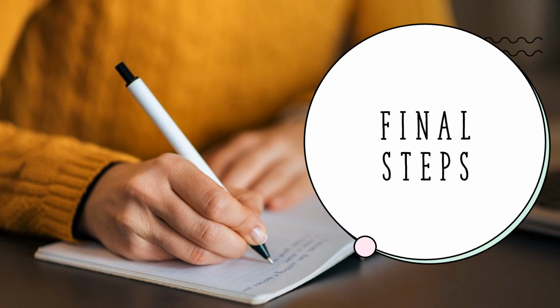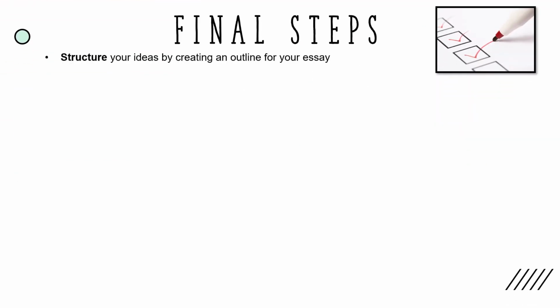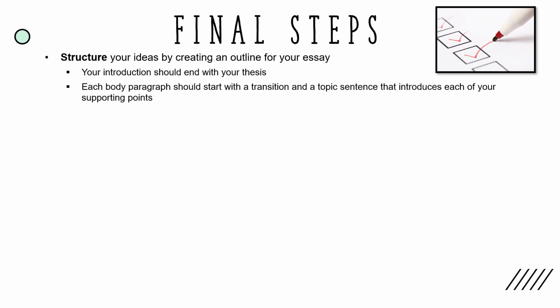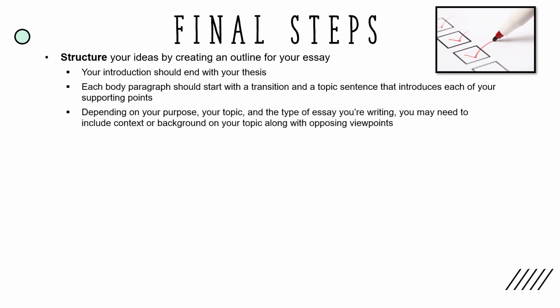After reflecting on your research, you can move on to the final steps of the writing process, which are covered in more detail in my presentation called The Writing Process. Structure your ideas by creating an outline for your essay. Your introduction should end with your thesis. Each body paragraph should start with a transition and a topic sentence that introduces each of your supporting points. Depending on your purpose, your topic, and the type of essay you're writing, you may need to include context or background on your topic along with opposing viewpoints. Your supporting points should be backed by the evidence from your research.